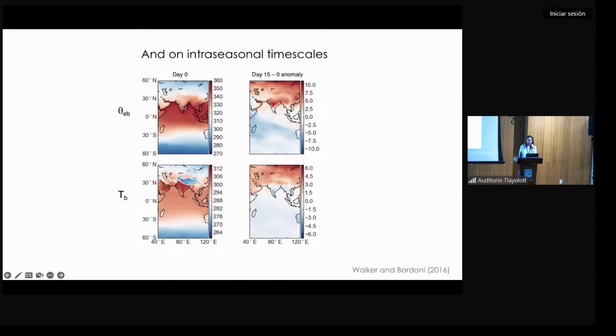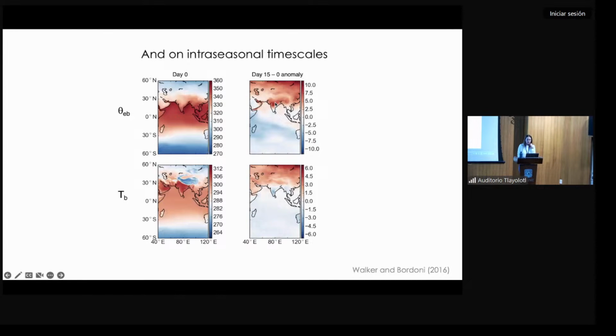So if we now look at how these patterns, moist static energy and temperature, change 15 days after monsoon onset relative to the time of monsoon onset, we clearly see that the onset of the monsoon is associated with a large positive anomaly in moist static energy over the continent. But this is not driven by a large positive anomaly in temperature. After monsoon onset, temperatures decrease over the continent.